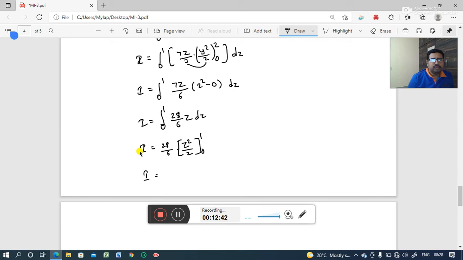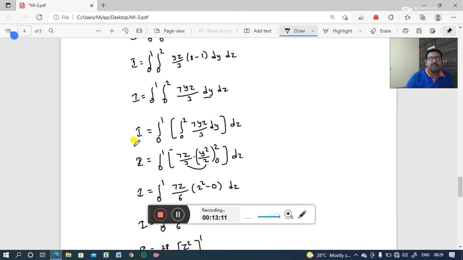So, I is equal to 28 by 6 into 2 is 12. So, in place of z square, if we use upper limit 1 square gives 1 minus lower limit is 0. So, finally, if you simplify this expression, 28 by 12 gives I equals 14 by 6. So, this is the answer of your triple integral.